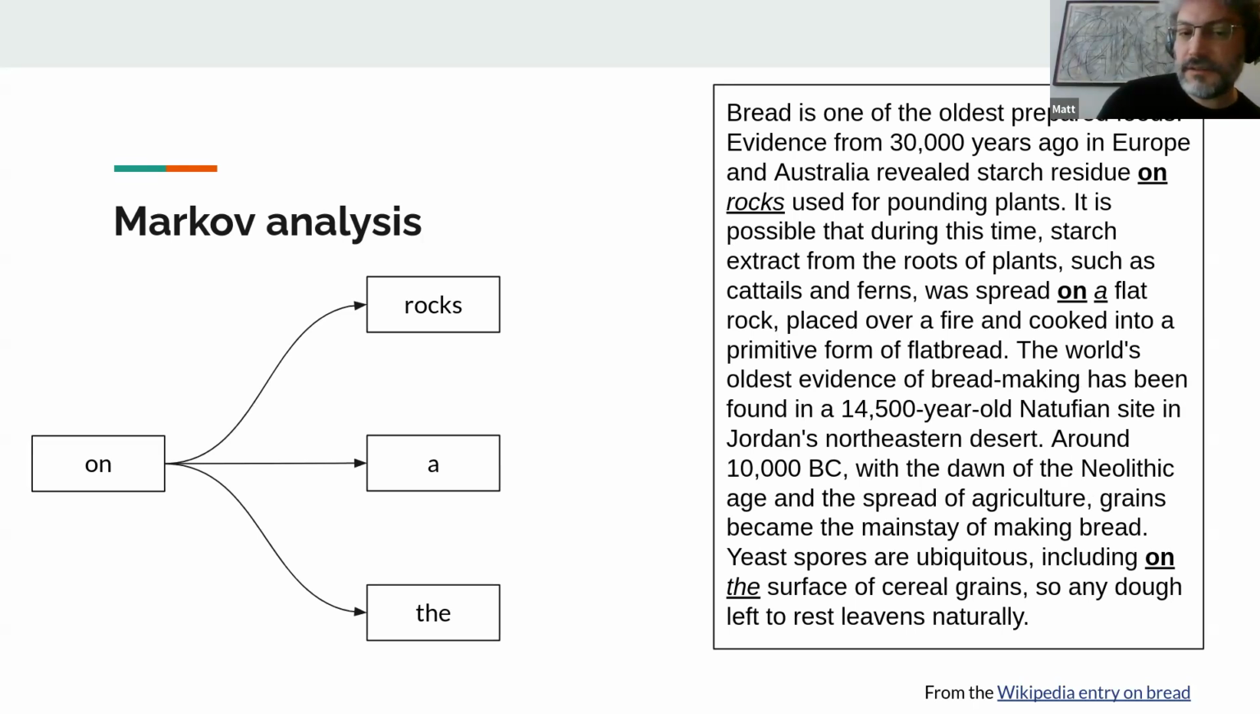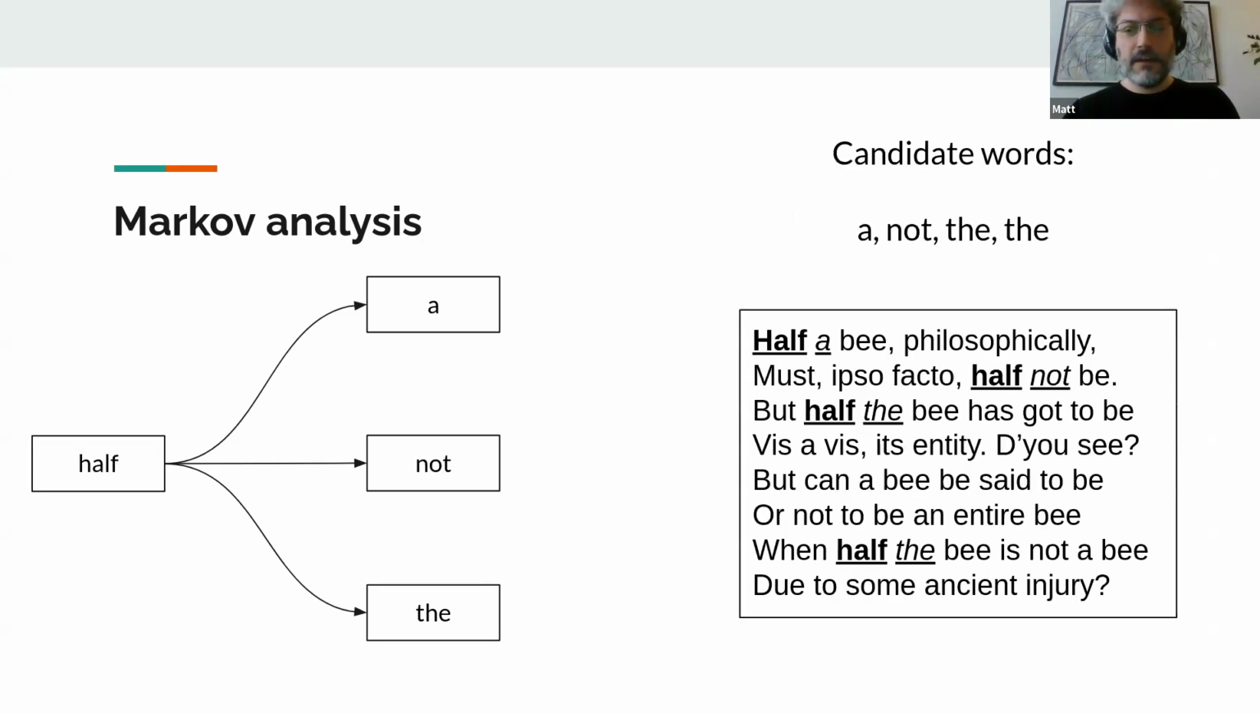What about this? "On" is the prefix. There are three candidate words: "on rocks," "on a," and "on the." What's the probability that we will choose any one of these candidate words? 33%, about 33.33, whatever. We can just round it off. So there's about a third chance that we'll pick any one of these.